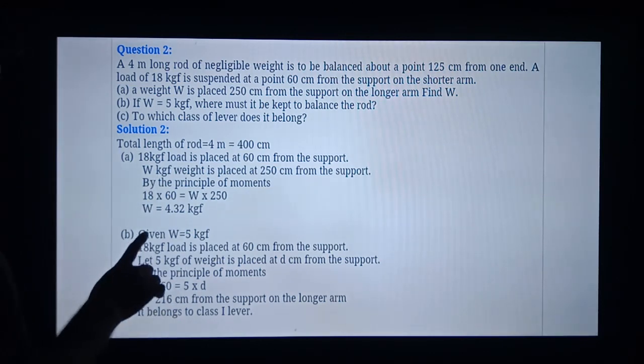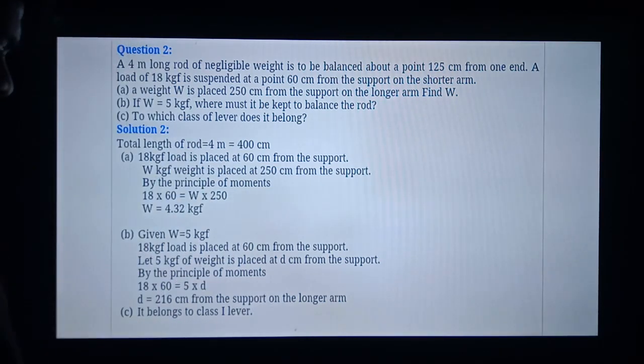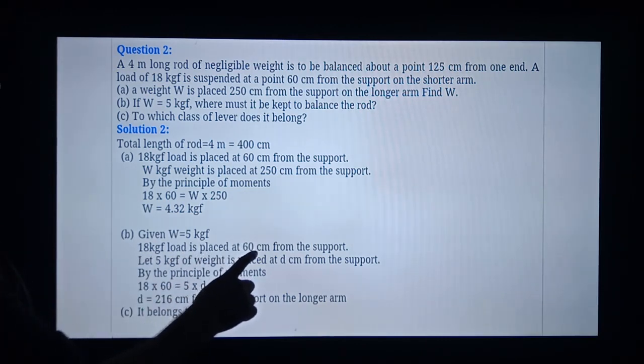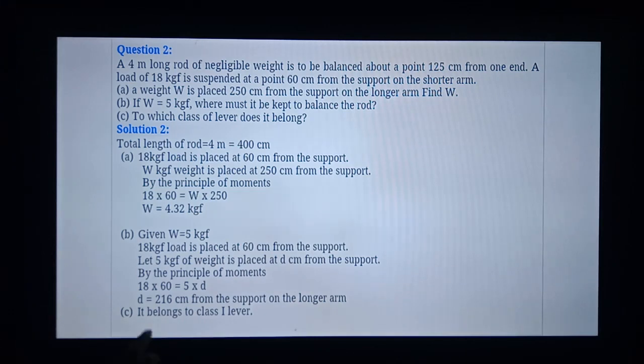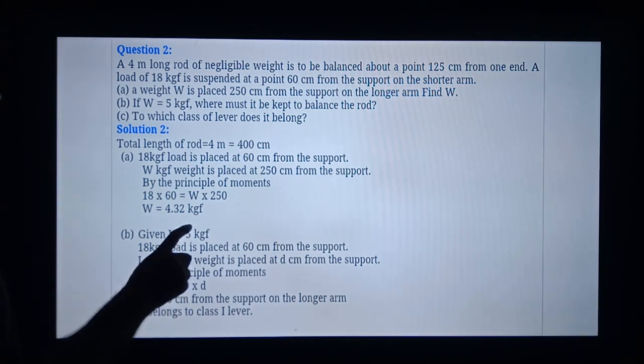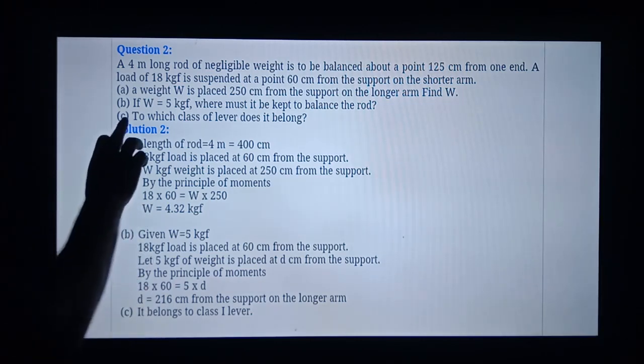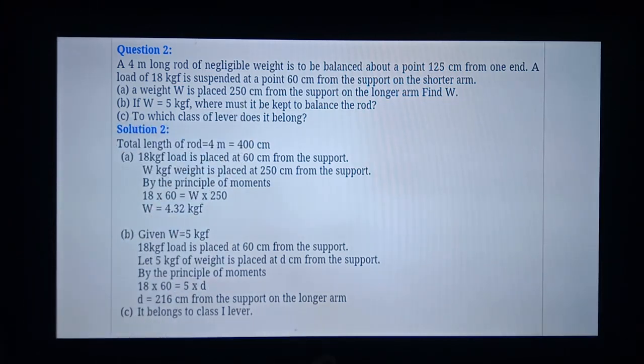Second part, W is given as 5 kgf. The load is 18, suspended at 60 centimeter. We have to find out the position. Again we have to apply load into load arm is equal to effort into effort arm. The load is 18, the load arm is 60. Now the effort is 5 and the effort arm is D. So D is equal to 18 into 60 divided by 5, that is equal to 216 centimeter from the support on the longer arm. Number 3 part, to which class of lever does it belong? It belongs to class first lever. Very easy question. Let's see question number 3.